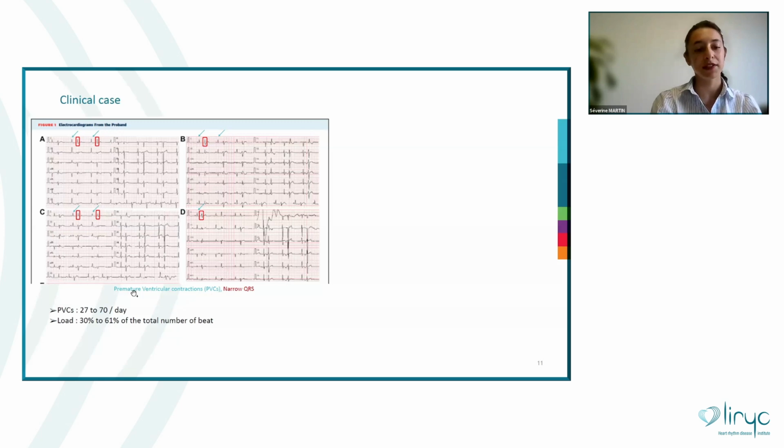For the ECG, you can see with blue arrows frequent premature ventricular contractions, also named PVCs, inside the ECG of the patient, and the Holter recording detects a high frequency of PVCs, between 27 and 70 per day, with a high load between 30 and 61% of the total number of beats, and also paroxysmal atrial fibrillation. However, the transthoracic echography showed only a slightly enlarged left ventricle with normal ejection fraction and normal coronary arteries.